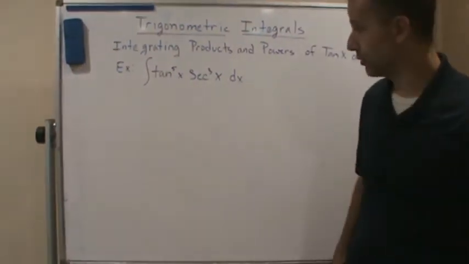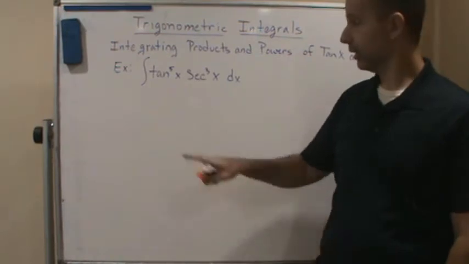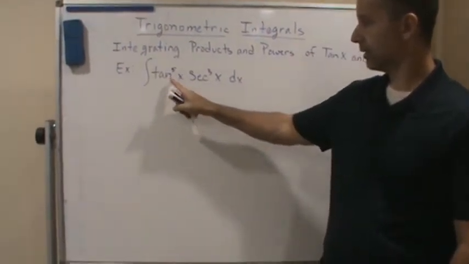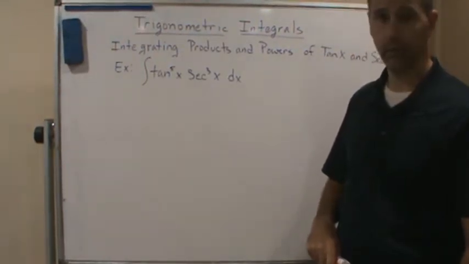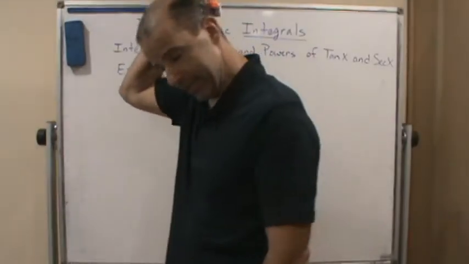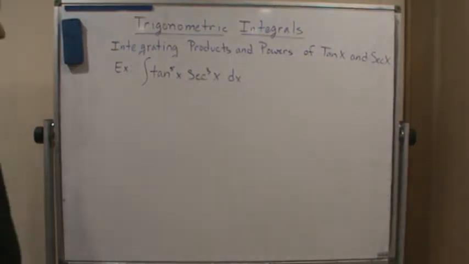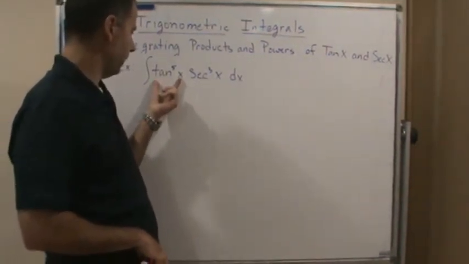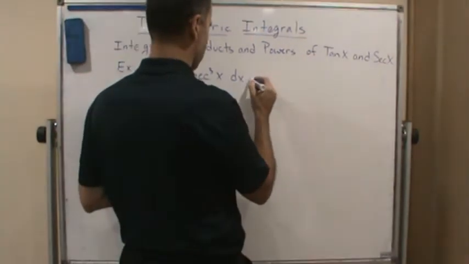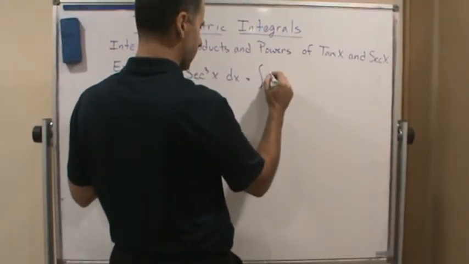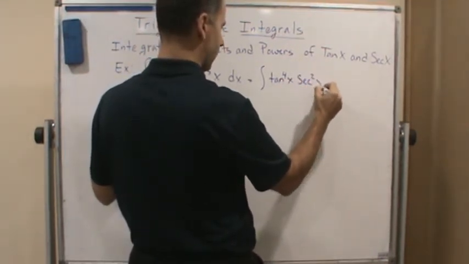Okay, so now if we look at this one, notice that this is odd. So what we're going to do here, since it's odd, we're going to shave off one of each, right? So if this is odd, we're going to shave off one of each of these, and so we're going to rewrite this as tangent to the fourth x, secant squared x.